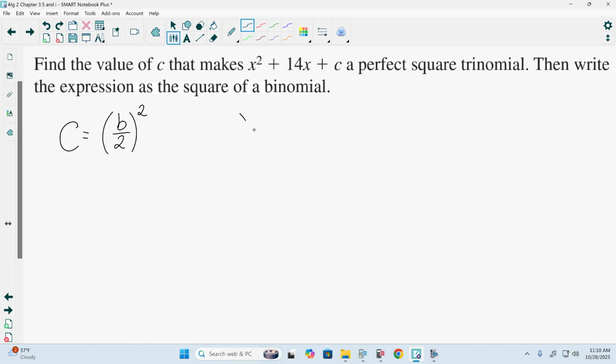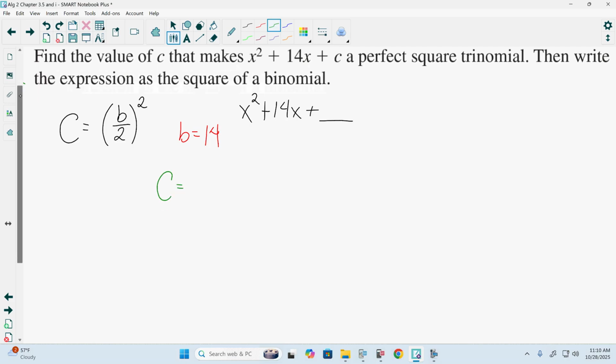So when we look at this here, x squared plus 14x plus c, we want to find this value of c. Well, that value of c is equal to b over 2 squared. Now, b in our case is what? This here, it would be 14. Specifically, it's going to be positive 14. If it had been x squared minus 14, b would be negative 14. So b is 14.